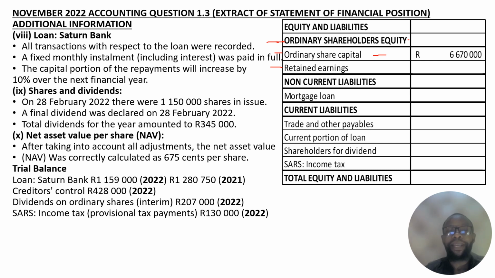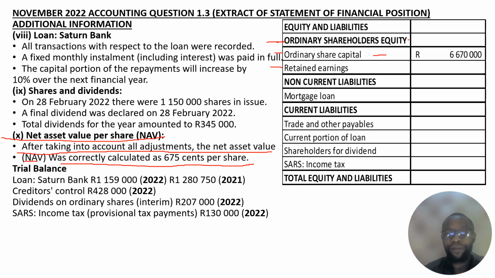So here, when we are looking at our additional information, there is this information, the net asset value per share. It says the net asset value after taking into account all adjustments, the NAV, is just an abbreviation, was correctly calculated as 675 cents per share. What does that mean?